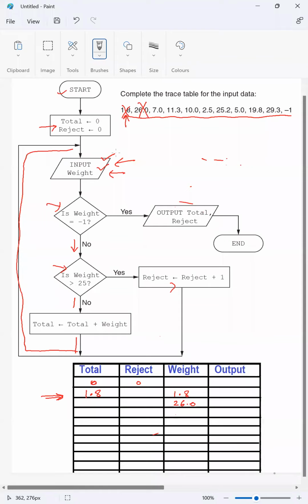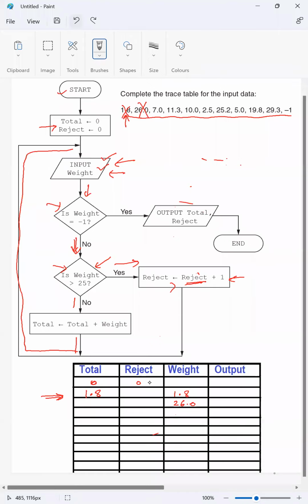Once this has been done, we come down to this decision box. Is weight equals -1? The answer is no. So we're going to come down and check, is weight greater than 25? And the answer is yes. If the answer is yes, we go to the right, and this is where we carry out this step: reject equals reject plus 1. So we're going to take a look at the value of reject from the trace table, and the most recent value is 0.